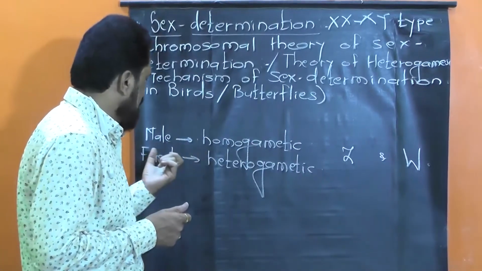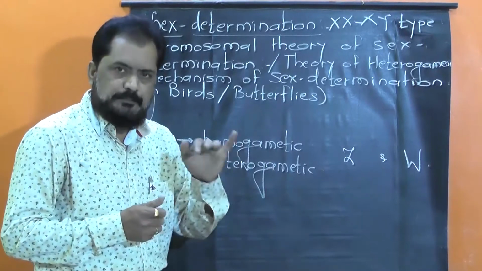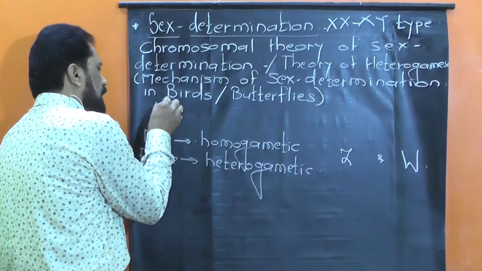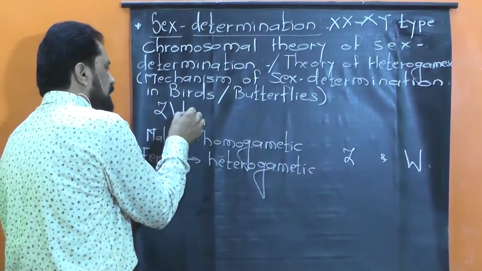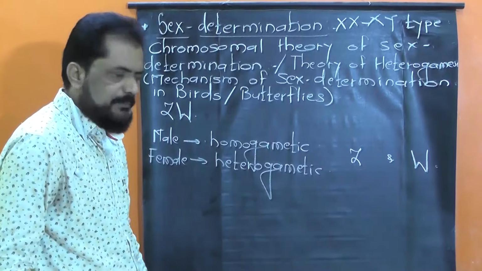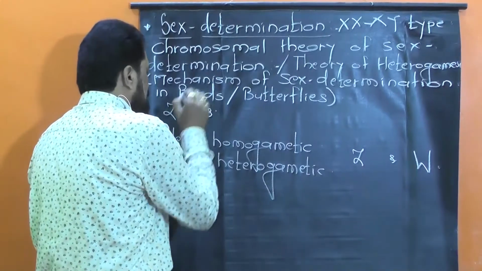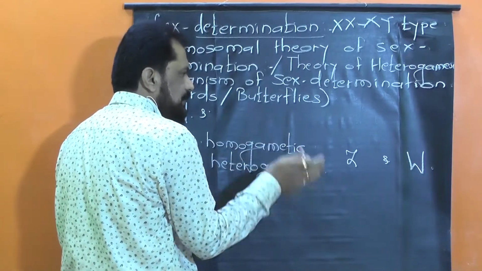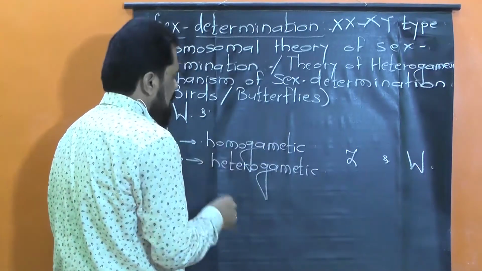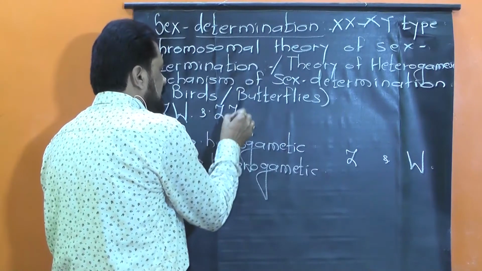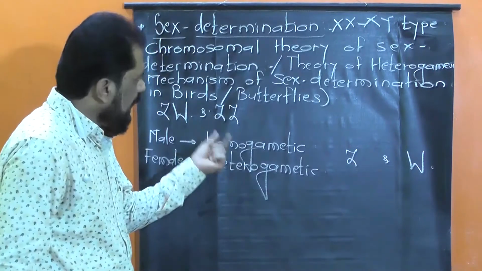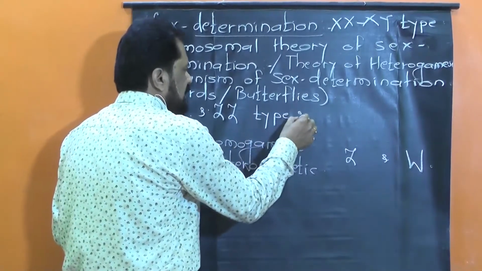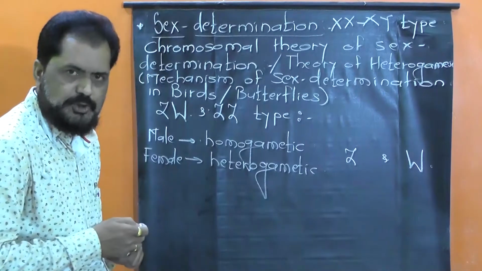In birds, the female is heterogametic because in the female the sex chromosomes are of two different types, represented as ZW, and the male is homogametic because the male has both identical sex chromosomes, represented as ZZ. This method of sex determination is known as ZZ-ZW type of sex determination.